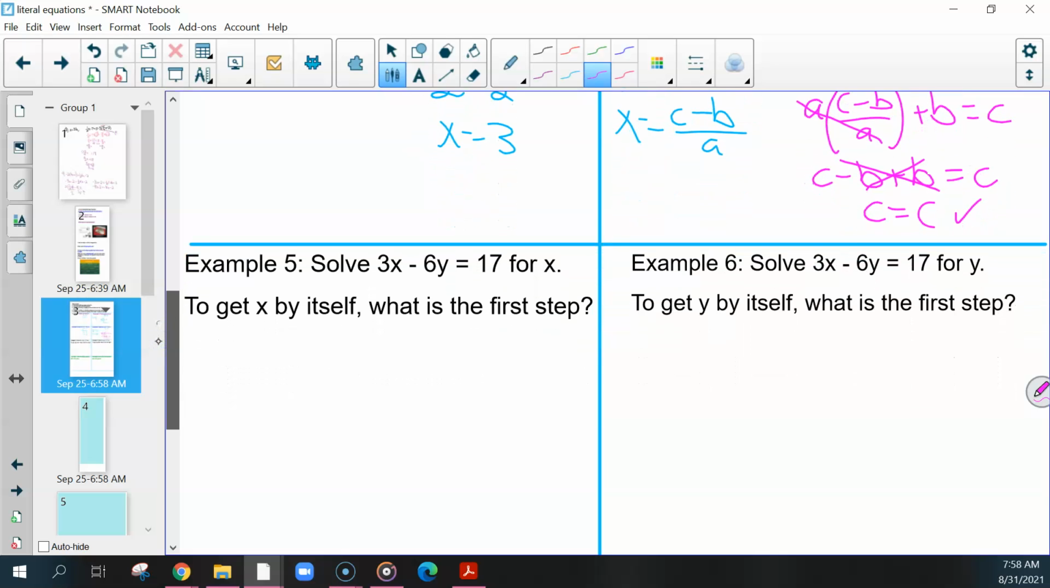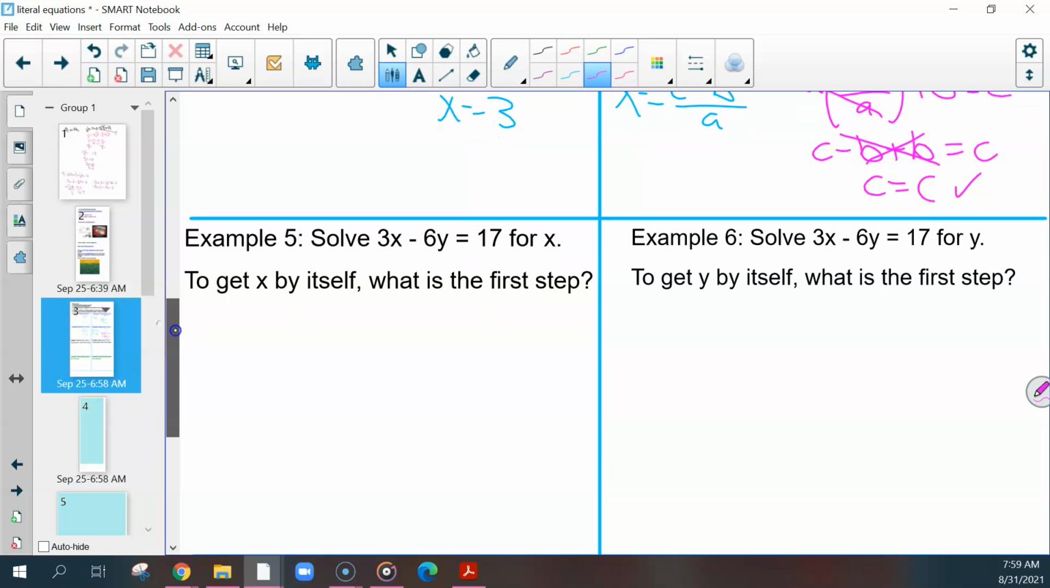For 5 and 6, there are numbers there, but we have two different variables, so we're not going to end up with a number. We're just going to do one of these. Let's say, for example, 5. If I had 3x minus 6y equals 17, I'm trying to get x by itself. What do I do first?